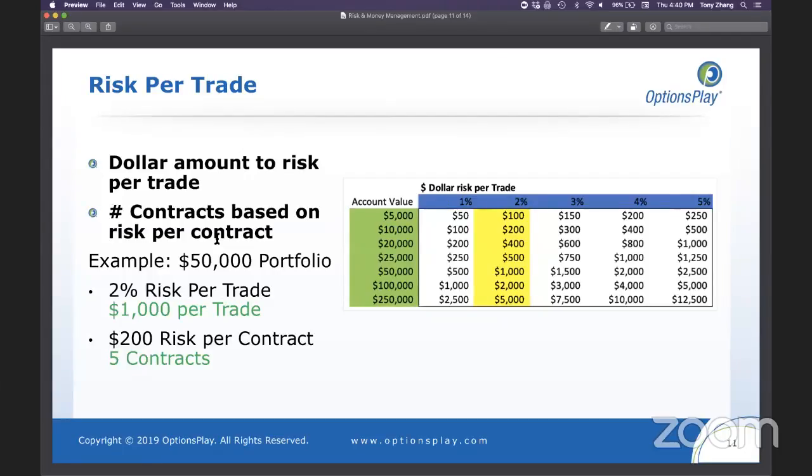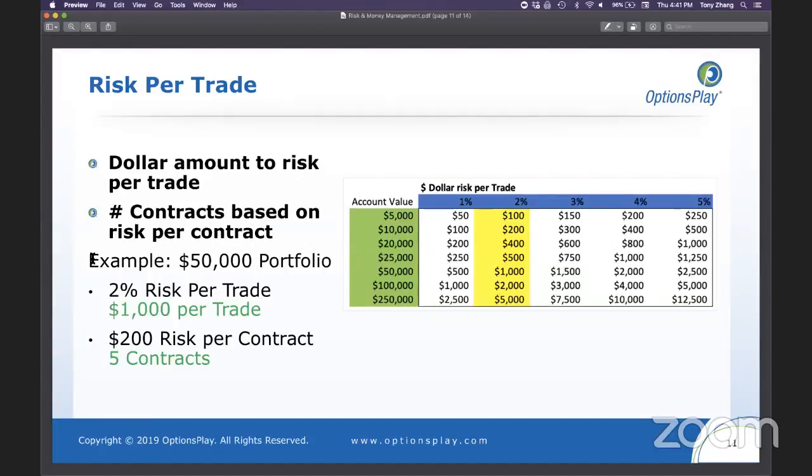So this chart's pretty simple to understand. I actually have this chart in the spreadsheet that I'll be sending out to everyone after this webinar, so that you can look at this chart yourself, as well as a calculator so that you can plug in your exact account value and the exact amount you're willing to risk, and see the dollar amount you can risk, and also calculate the number of contracts. So you don't have to memorize all of this. We've created a calculator for you so that you can take a look at this based on your own numbers.